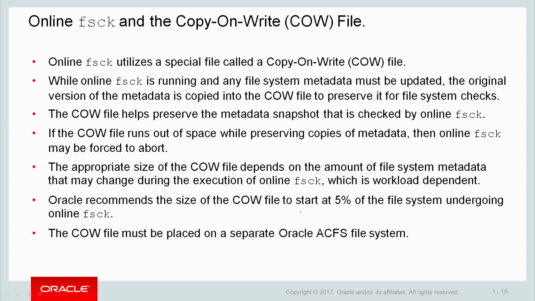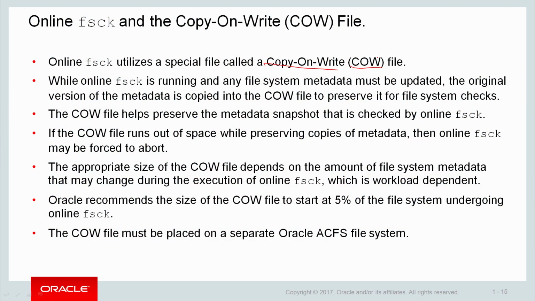Now, to make this snapshot of the metadata, online FSCK utilizes a special file called a copy on write, or COW, file. While online FSCK is running and any file system metadata is updated, the original version of the metadata is copied to the COW file to preserve it for the file system checks. So we're always running the FSCK over the initial metadata. The COW file helps preserve the metadata snapshot that's checked by the online FSCK.